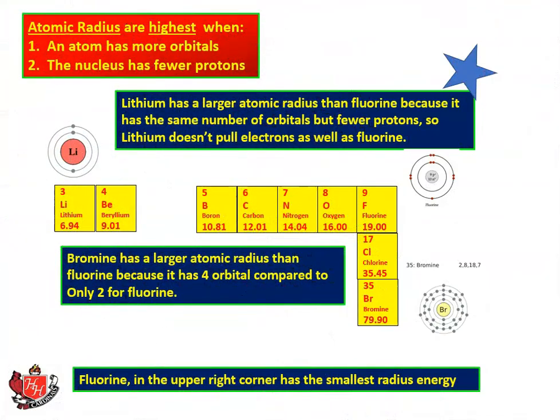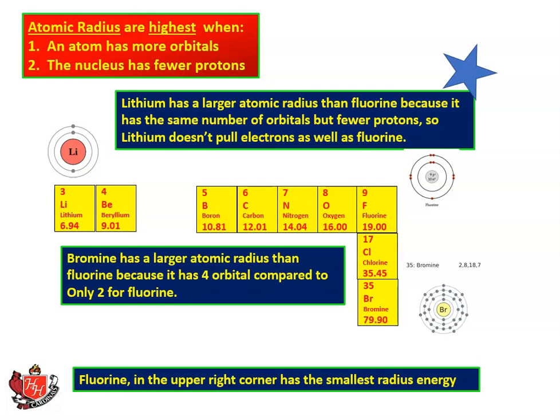So why does that happen? Well, let's start with the bottom to top. That one's kind of obvious why the atomic radius would get less, is because you have fewer orbitals. So bromine has a larger atomic radius than fluorine because it has 4 orbitals compared to only 2 for fluorine. So therefore, fluorine has a smaller atomic radius than bromine. The one that's counterintuitive, that goes against what you might think, is this one, and this is one they're likely to ask you on the AP exam.